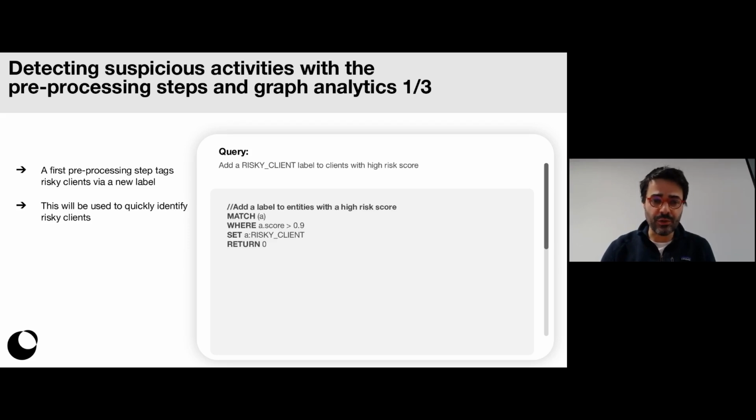You can see the code on the right. So basically, when we have clients with a risk score above that particular threshold, then we apply a label which is risky client. So fairly easy.